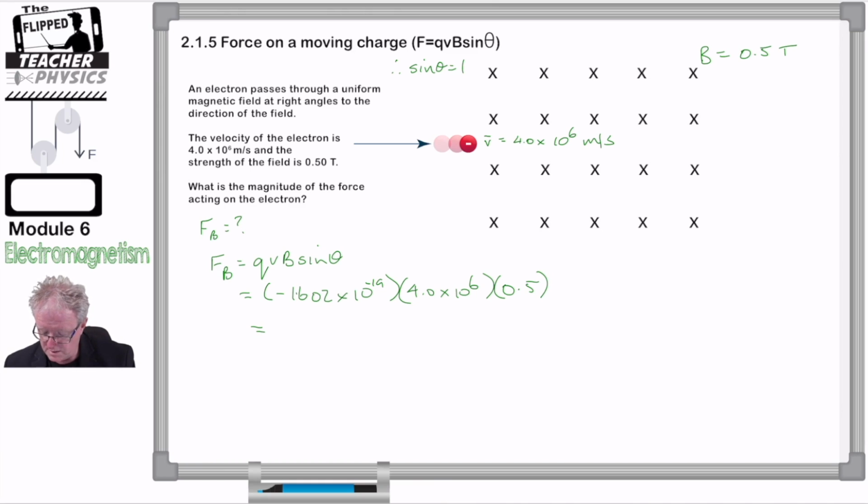1.602 to the minus 19 times 4 to the power of 6 times 0.5, and we get 3.2 times 10 to the minus 13 newtons. Now of course that minus is just the charge. I'm not going to include the minus there because you can't have a minus force. So that is the force experienced by that electron.